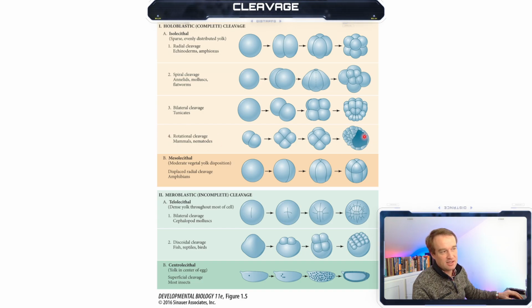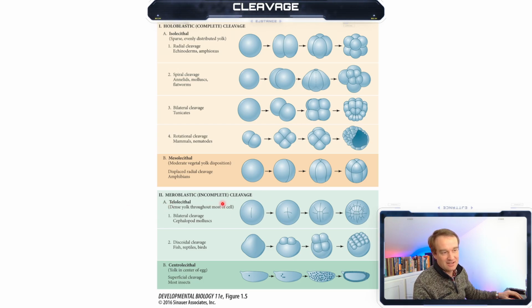And so we end up with this internal cavity here. As you can see, flatworms and mollusks and things like that don't need to have an internal cavity, right? Because they don't have internal organs, well, at least not to the extent that mammals do. And so this pattern is a little bit different. Mesolecithal. This is for amphibians.